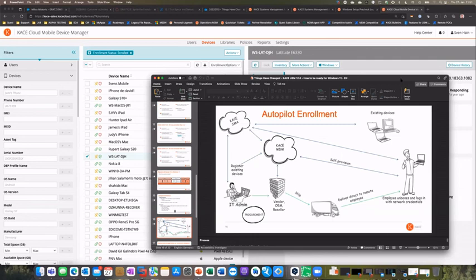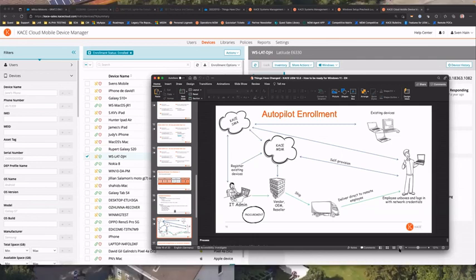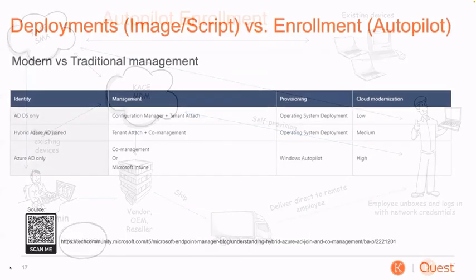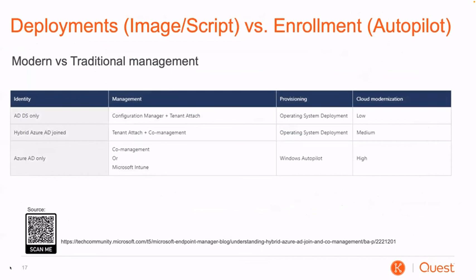Yeah, and I guess with that, we are going back to the presentation shortly. Just a little wrap up here on the deployments versus enrollment with Autopilot. So you can scan the QR code here. This is a TechNet community blog post where Microsoft is explaining when you should use Microsoft Autopilot.